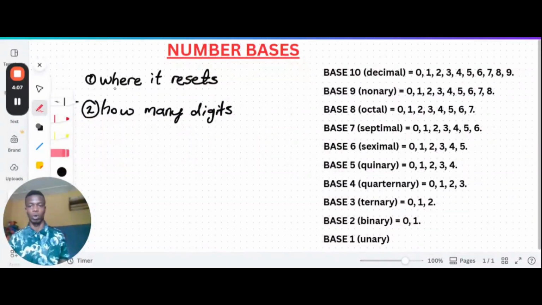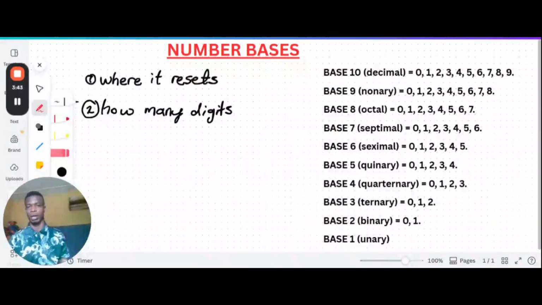First of all, you need to know where it resets. And secondly, you need to know how many digits are involved in that number base. Now here, I have shown 10 different number bases from base 1 down to base 10. Now base 1 is also called unary. We'll come to that later.